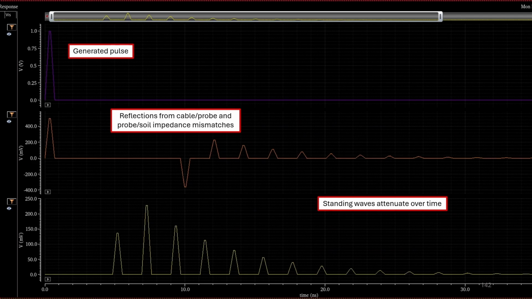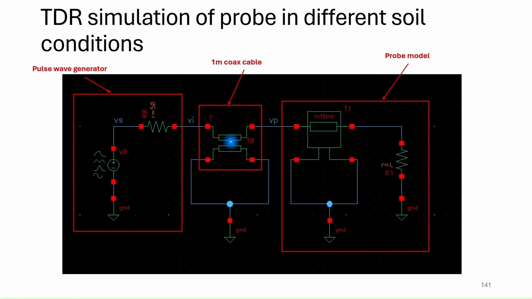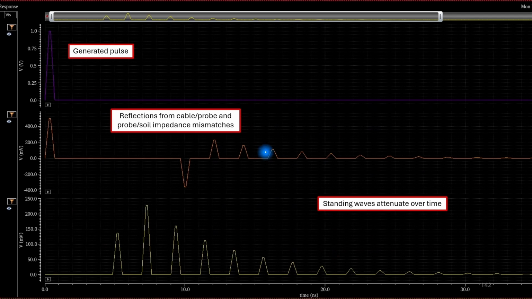This is the simulation with the generated pulse and the reflection. We have here the first reflection, the negative part, and after that the other reflections that are generated by the open circuit here, and the starting wave's amplitude over time.